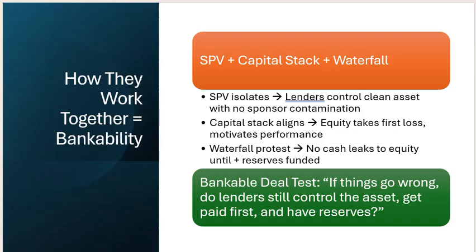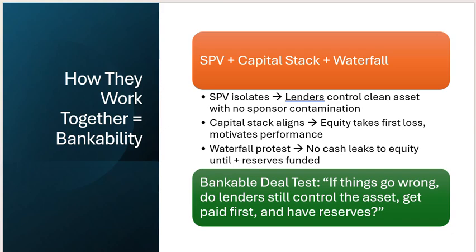So let's move on to the next slide, guys, where we are going to discuss how the special purpose vehicle, the capital stack and the waterfall work together for bankability, and how they involve each other. So SPV isolation, where the lender controls a clean asset, with no sponsor contamination. When the lender controls a clean asset, there is no sponsor contamination. The capital stack aligns, equity takes the first loss, which motivates performance.